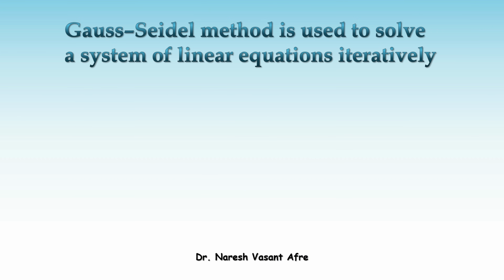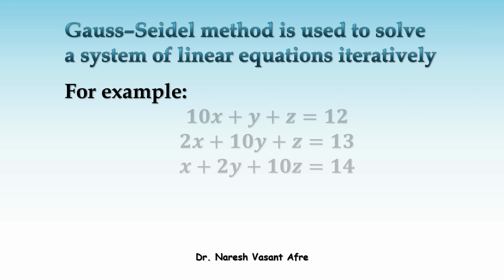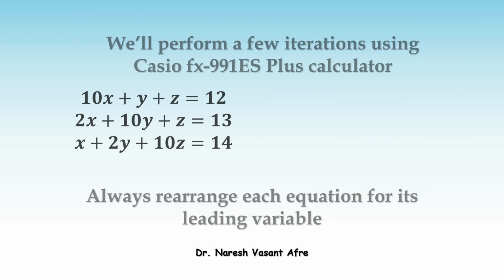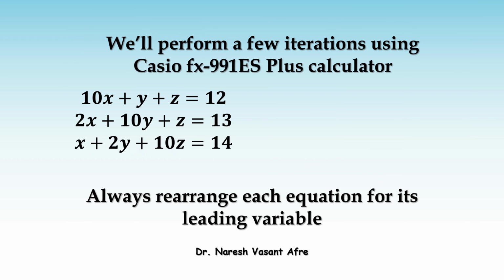Gauss Seidel method is used to solve a system of linear equations iteratively. For example, this system can be solved using Gauss Seidel method iteratively. We start with an initial guess and keep updating x, y, z until values converge. We will perform a few iterations using Casio FX 991 ES Plus calculator.